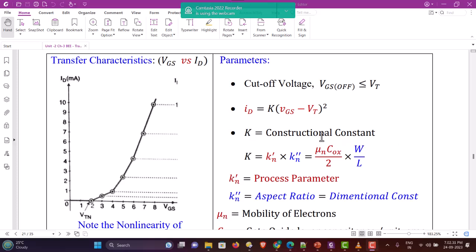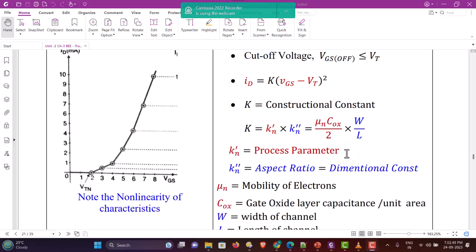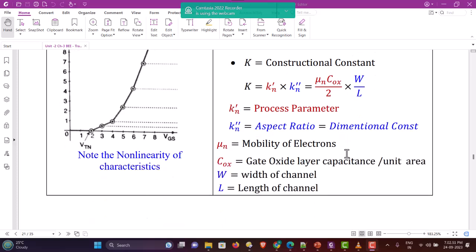Whereas K is a constructional constant which depends on the size, say width and length of the channel, and the material constants like mobility and gate region capacitance COX. Whereas the W by L ratio is also called the aspect ratio or dimensional constant.